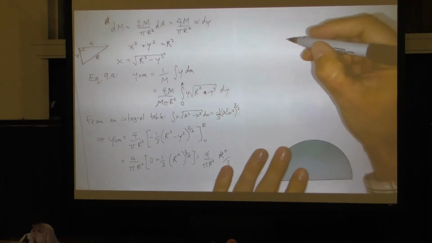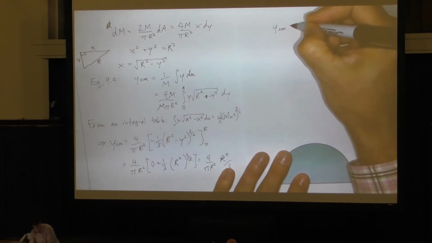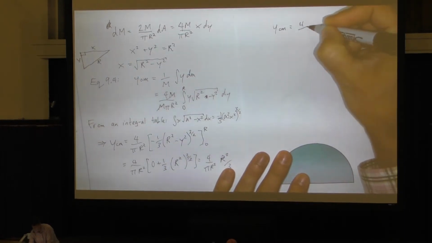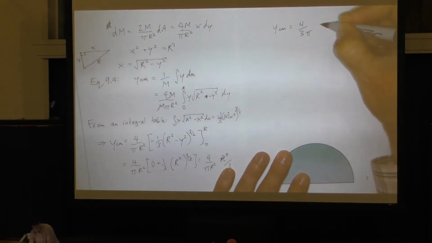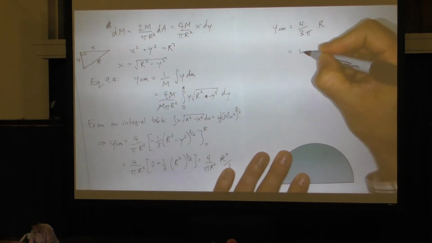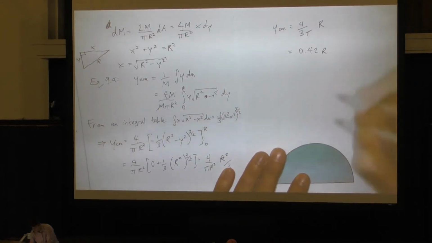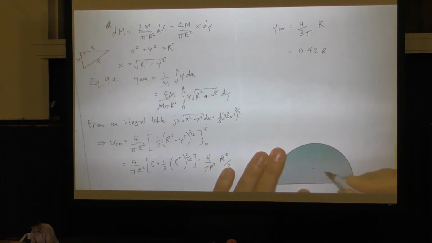So it's just y center of mass is equal to 4 over 3 pi times r. And if you put it in your calculator, I got 0.42 r. So it's almost in the middle, but it's a little bit below the center there, right around there.